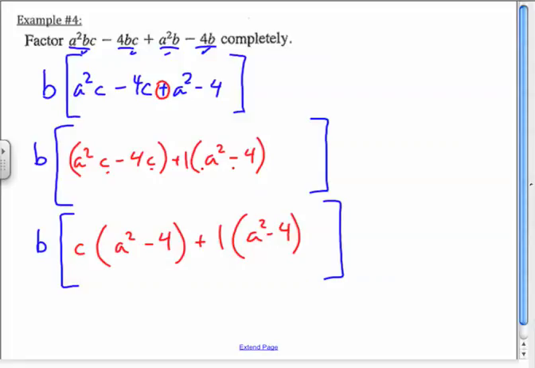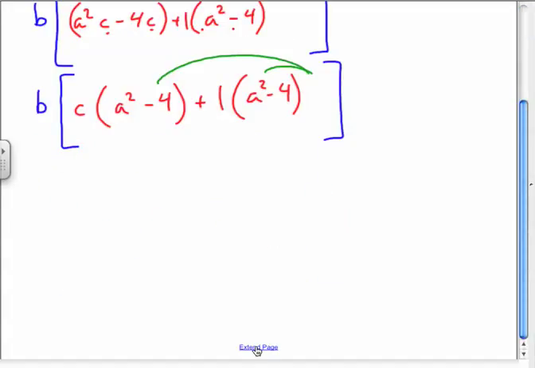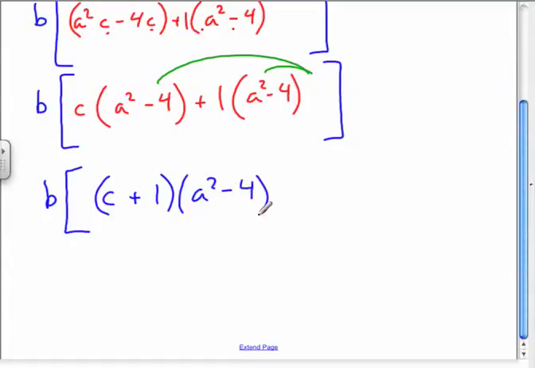So watch, I'm going to rewrite this. Let me get my pen here. Do you see I can pull this out of both of them? And I'm going to be left with, let me extend the page, I'm going to be left with B times C plus 1, because that's what's left when I pull the A squared minus 4 out of both of them. Now I still have these brackets around it. It's really B times these two things, but I'm not done factoring yet. So I'm just keeping the B outside there so I don't get confused with it.